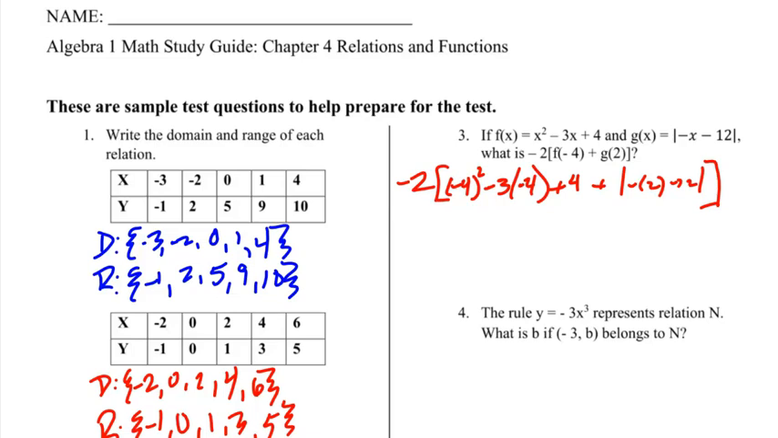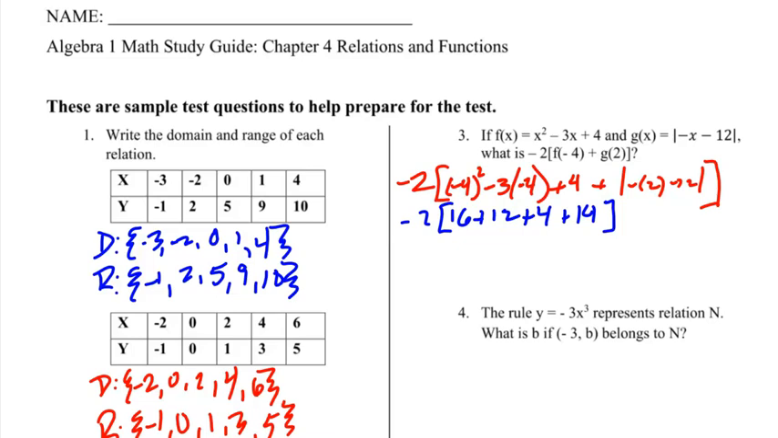So negative 4 squared is 16. Negative 3 times negative 4 is a positive 12. And then I got plus 4. And then here, inside the absolute value, I got negative 2 minus 12, which is negative 14. And then the absolute value of negative 14 is a positive 14. And then this is all in brackets. And now I'm going to simplify what's in the bracket.